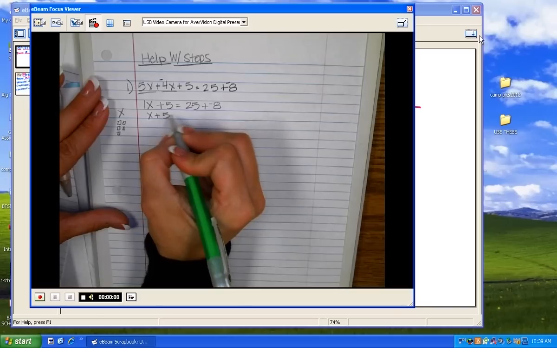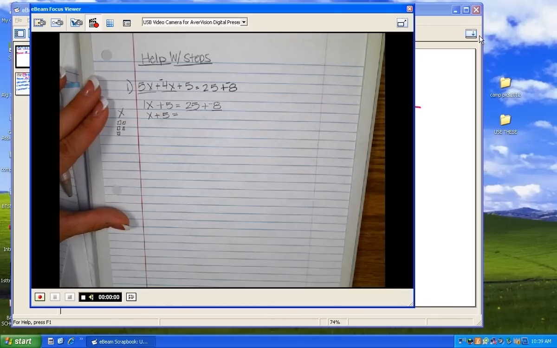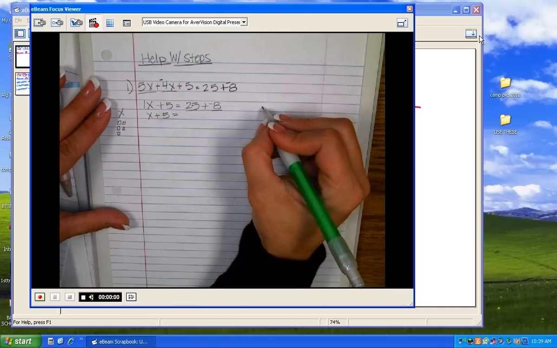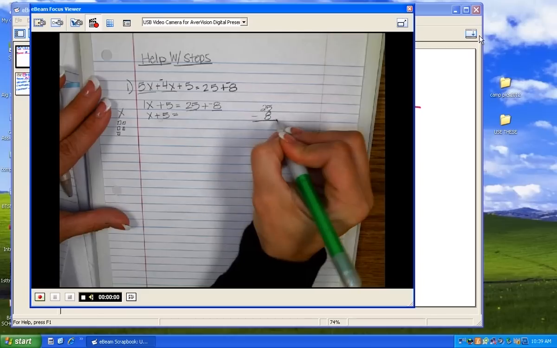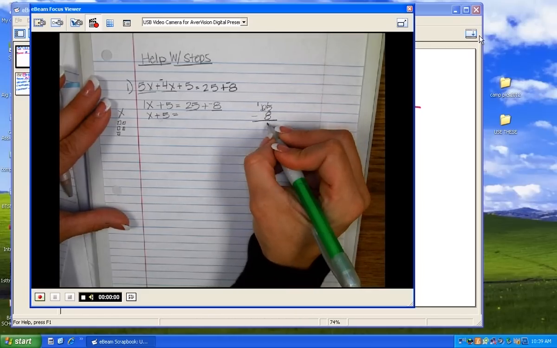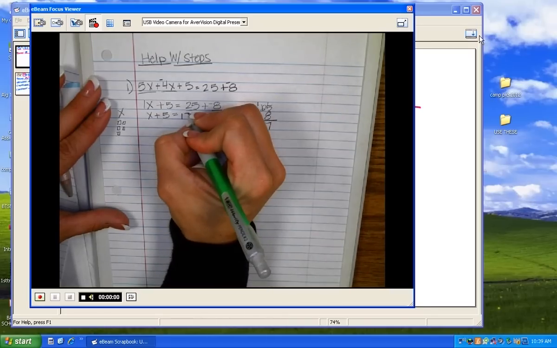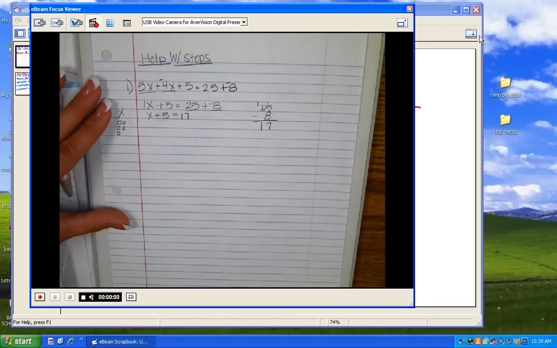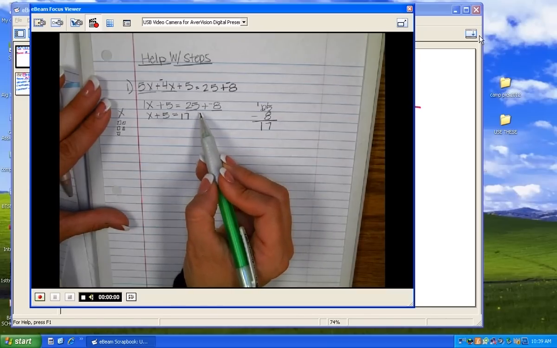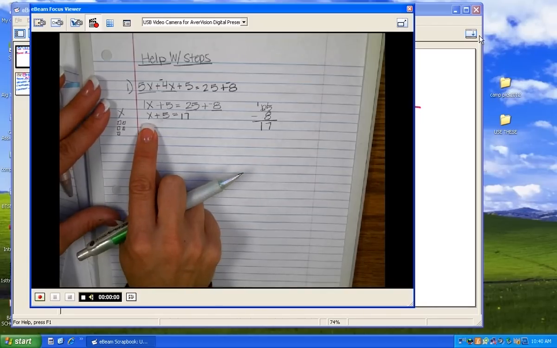x plus 5 equals, but I have 25 and I have negative 8. I can combine those. I have a positive and a negative, which means I'm really subtracting. So when I subtract, I get 15 minus 8 is 7, and 1 minus 0 is 1. So I put my 17 here. And it's a positive because this number is positive, and it's the biggest absolute value. It's the bigger-appearing number. Okay? Now I have x plus 5 equals 17.